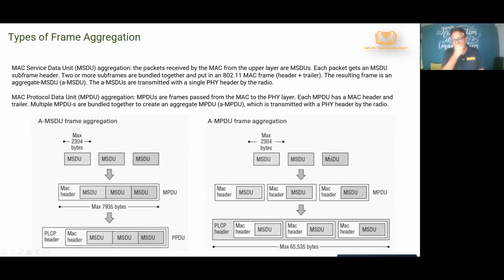AMPDU aggregation, on the other hand, is where you take individual MSDUs and you have individual MAC headers for each MSDU, and then you take all of them together and put them in one aggregate, right? At the physical layer, it's still one large frame, and you put one physical layer header for all these things together. So of course, this is a little bit more overhead than the previous one, but it provides a little bit more protection, right? So these are the two more common methods of aggregation that are used. At the end of this session, if you have time, I'll try to show a short demo of these things.